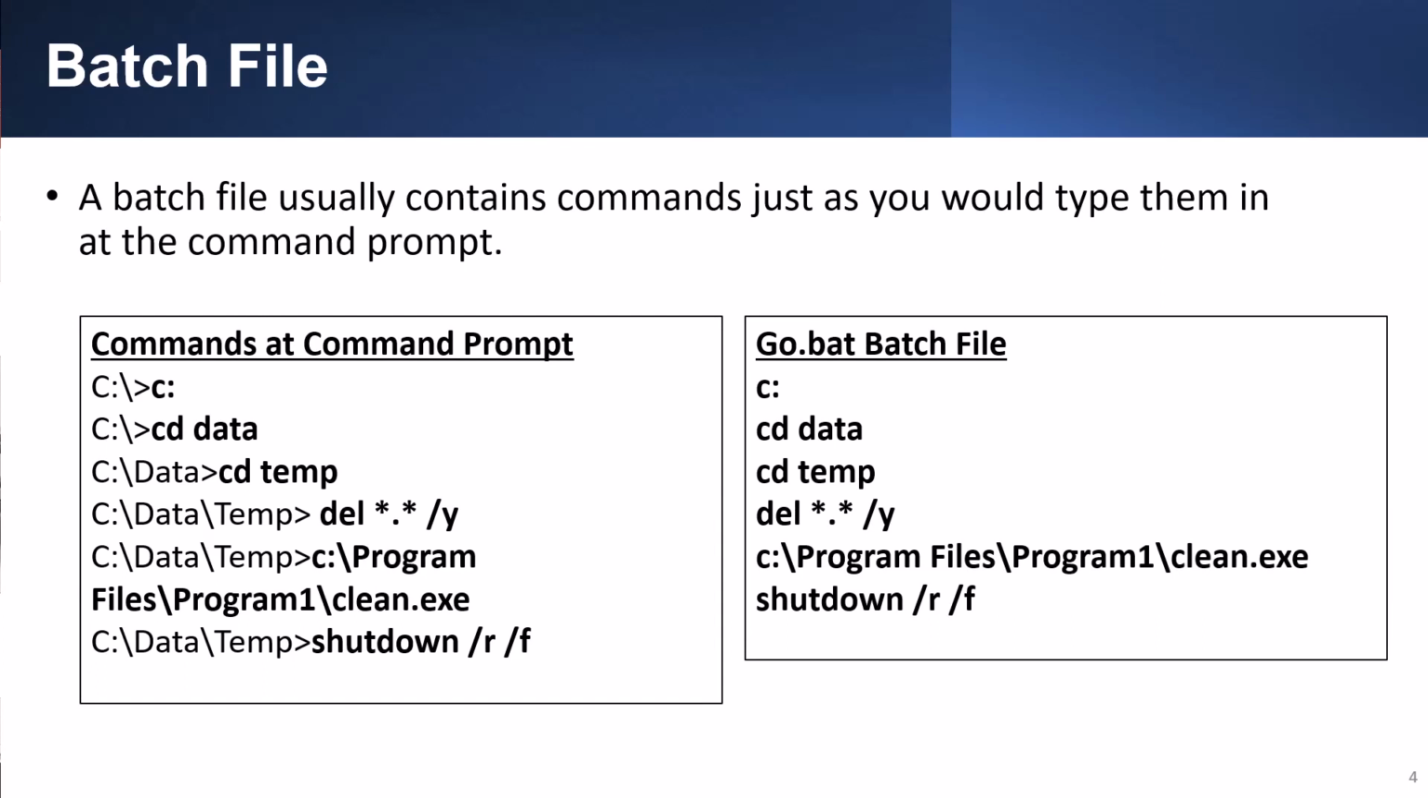A batch file usually contains commands just as you would type them in at the command prompt. As you can see, on the left are the commands executed at the command prompt. The right shows the actual content of the batch file. The initial C: and CD commands are used to ensure that the user is in the correct folder before executing commands.